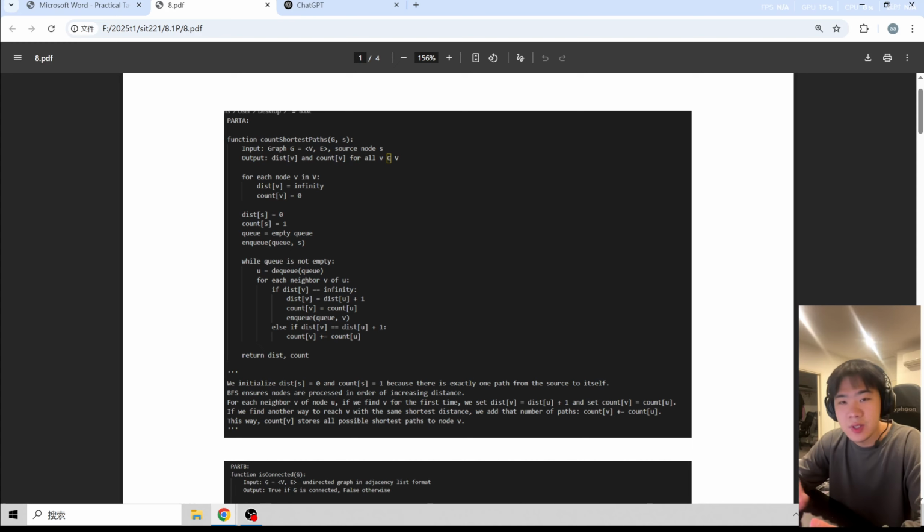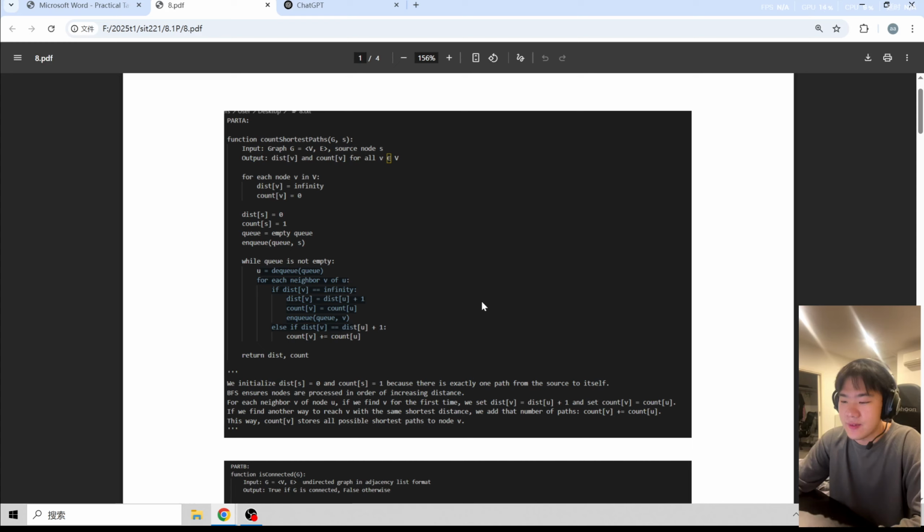If it's the first time visiting V, we update dist V is equal to dist U plus 1, and set count V equal to count U. And if we find another shortest path to the neighbor, we add the number of paths, so count V will be equal to plus equal count U.